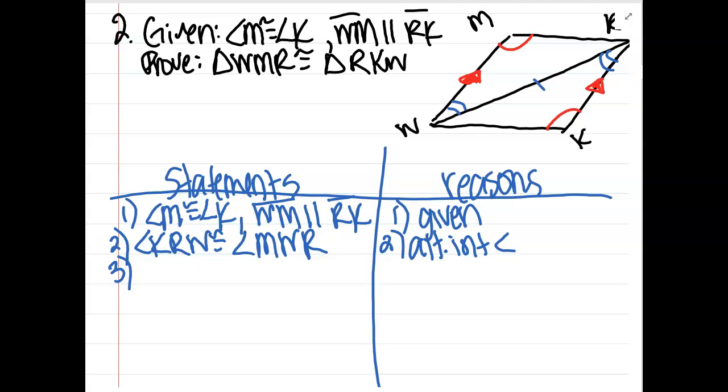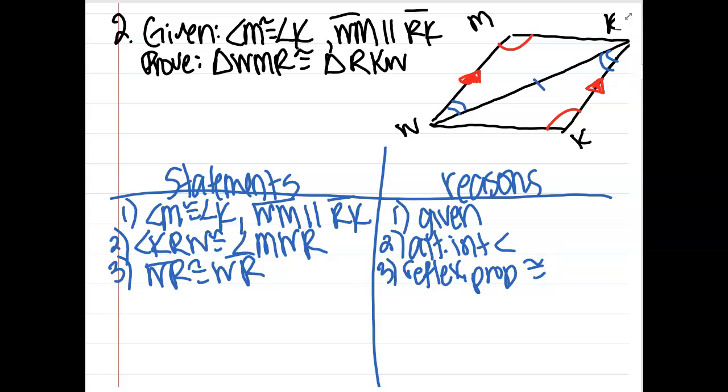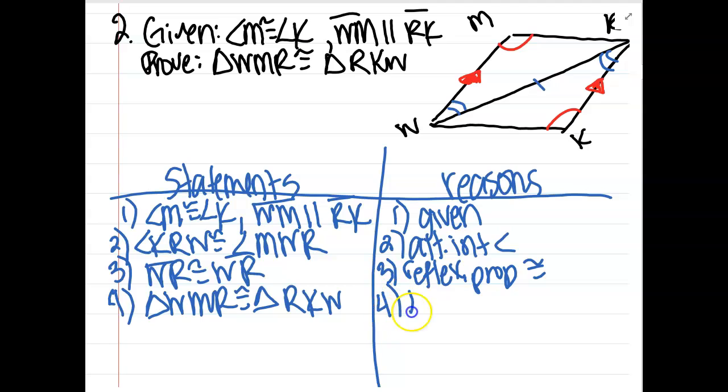I think it's an R, but yes, it's an R, yeah. So side WR is congruent to WR. How do I know WR is congruent to WR? Reflexive property of congruence. And once you have your angle and your side, you're ready to say that triangle WMR is congruent to triangle RKW because of angle, side.